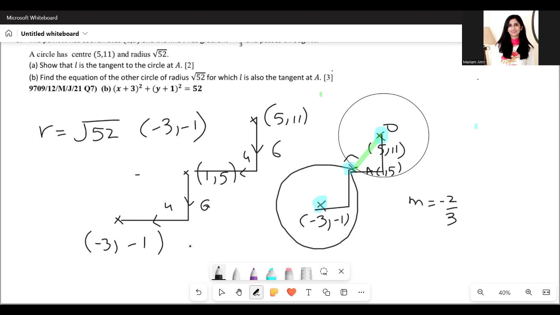Now we can find its equation. It's going to be (x plus 3) whole squared plus (y plus 1) whole squared equals radius squared, so 52.